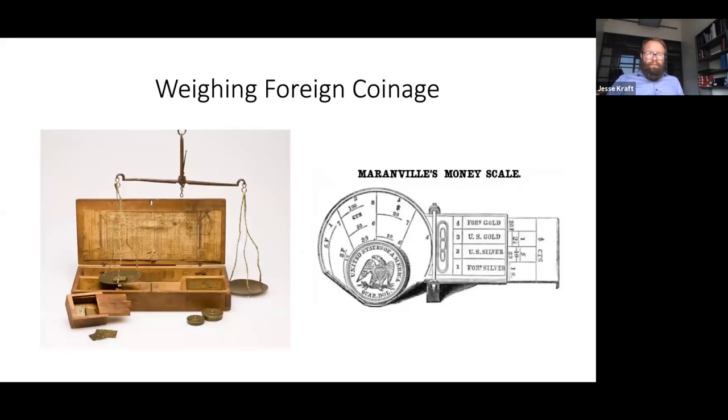Weighing foreign coins was essential to detect counterfeits. It wasn't necessarily done all of the time with every single foreign coin that someone came across, but if people thought that a coin was either counterfeit or extremely lightweight, they would put it on the money scales. The money scales to the left were from Boston from the mid 18th century, and then the one on the right is a 19th century scale, Marinville's money scale. This was actually patented in the United States on, I think, January of 1857. So it was only like 5 weeks before the end of foreign coinage circulating in the United States that Marinville patented this money scale, which you can see was able to weigh coins in both foreign gold, foreign silver, as well as United States gold and silver coins.